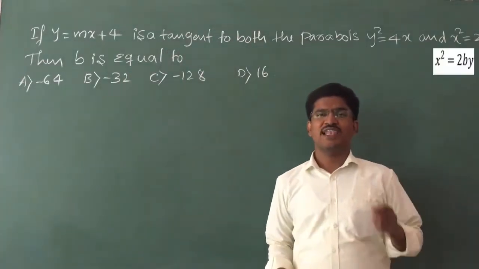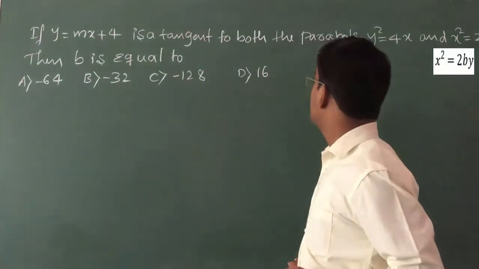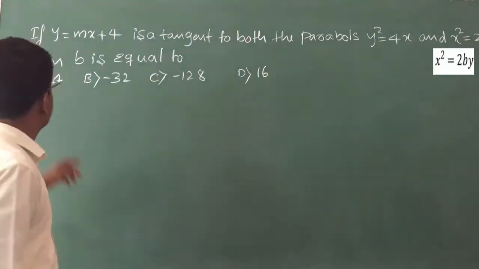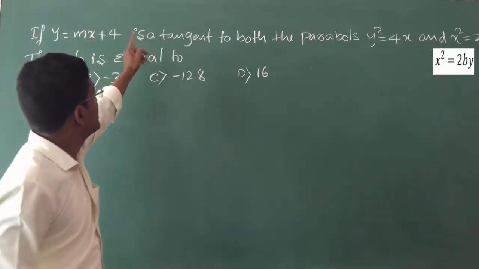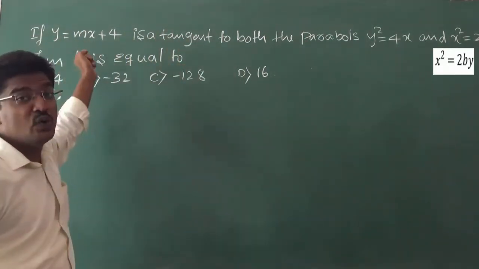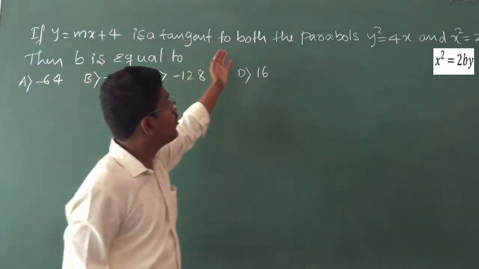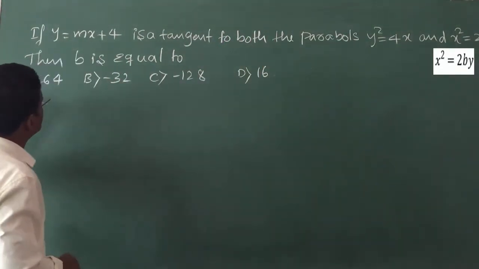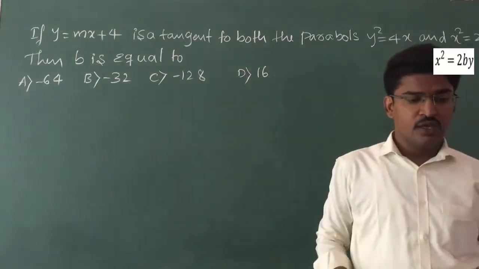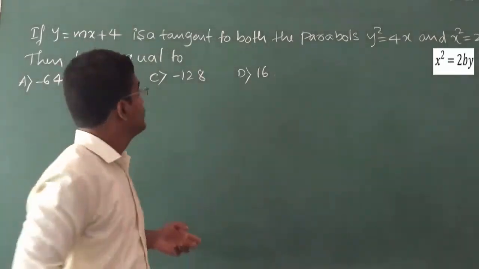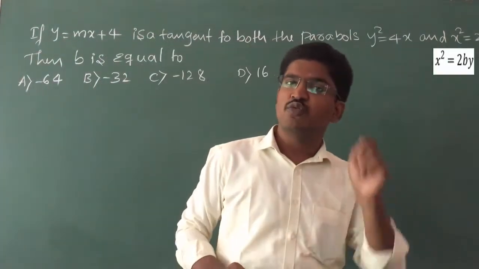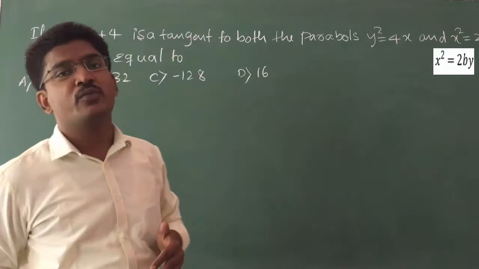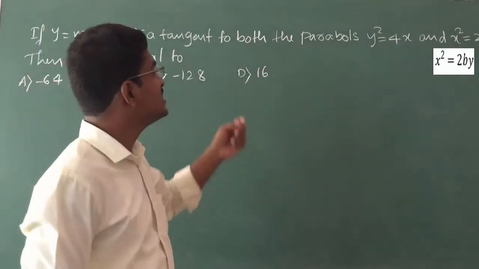Okay students. So now let us move to the next question, that is from your conic sections. Clear? So here what they have given: if y equal to mx plus 4 is a tangent to both the parabolas, they are y square equal to 4x and x square equal to 2by, then b is equal to... See, here you have to understand the question very carefully. There is a line y equal to mx plus 4 which is a tangent to the two parabolas. That means there is a same tangent to the two parabolas.